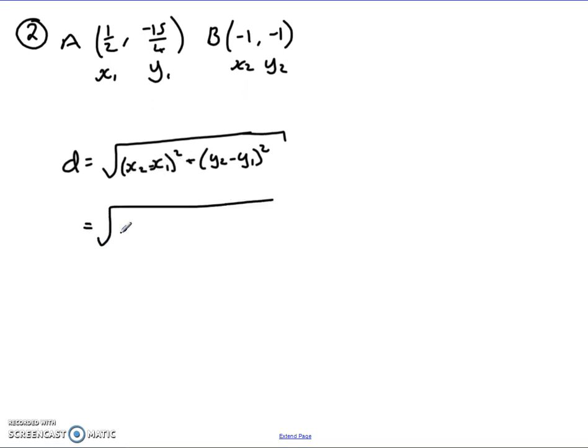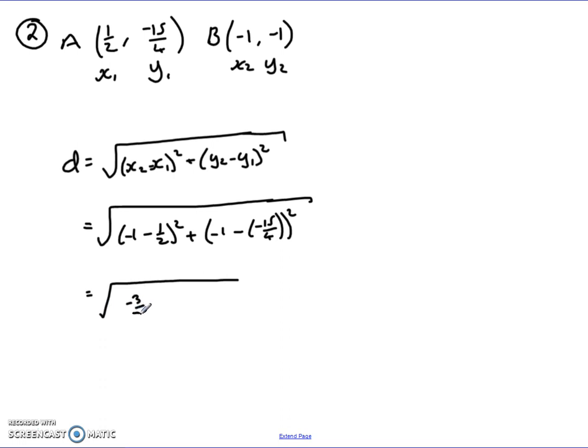So we start to substitute them in. x2 minus x1 gives me negative 1, take away a half, and that's squared. So then plus y2 minus y1, so negative 1, take away negative 15 over 4, and that's squared as well. It's then just a case of doing each step on its own. So negative 1 take away a half gives me negative 3 over 2, and that's squared. Plus negative 1 minus 15 over 4, so negative 1 plus 15 over 4 gives you 11 over 4 squared.